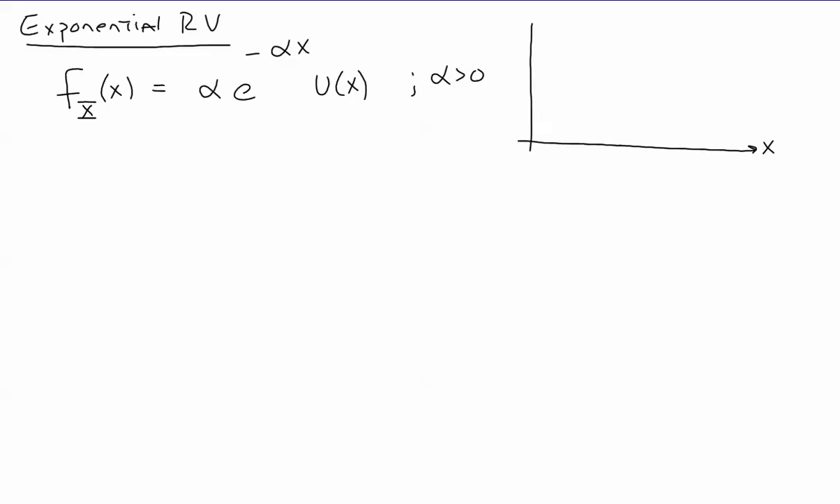My PDF for the exponential random variable includes this step function. The step function means that my PDF has no value, or rather the value is 0, for x less than 0. So maybe we can extend this horizontal axis here. My PDF is 0 for x less than 0. Then it hops up to point alpha and decays exponentially from that point forward.